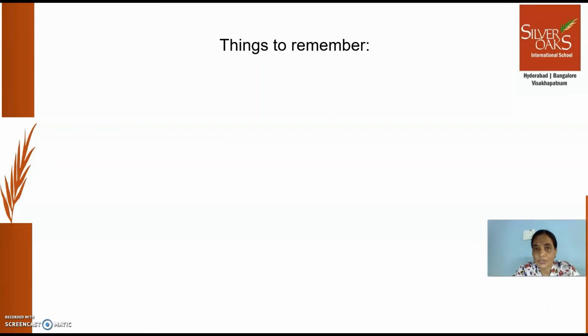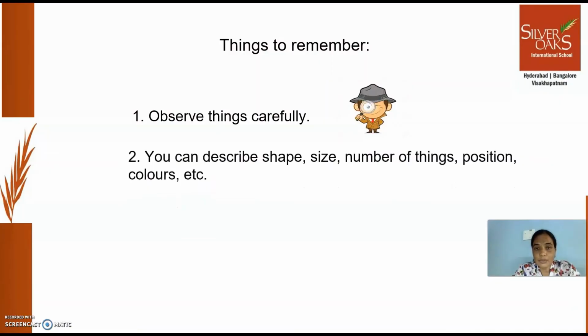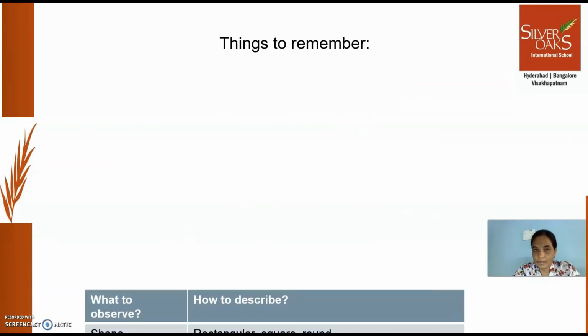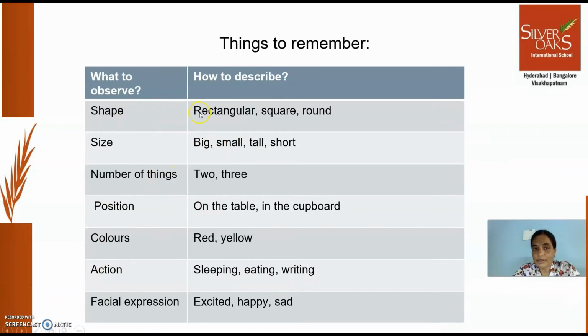So what do you have to remember when you are describing things? Observe things carefully, okay? Very, very carefully. And you remember, you can start from one side so that you don't miss out on details. Then you can describe shape, size, number of things, position, color, etc. And in case of people or animals, you can also mention the action they are doing. Now, remember this table is very important. What to observe? We should observe the shape, size, number of things, position, colors, action, facial expressions whenever we are describing something.